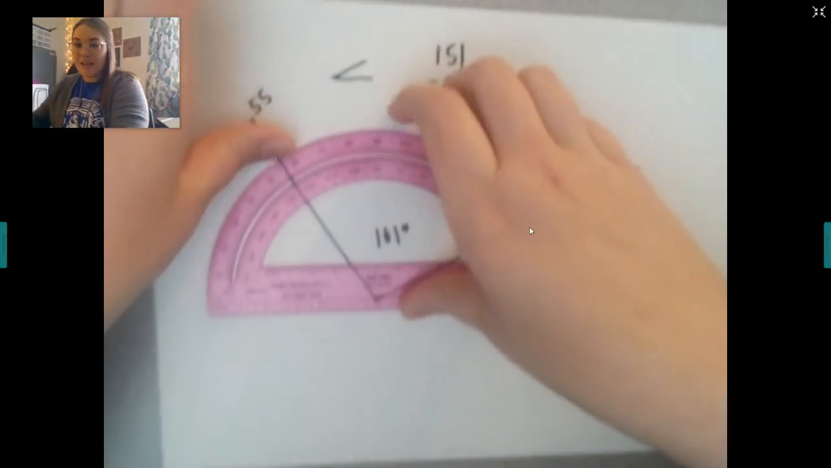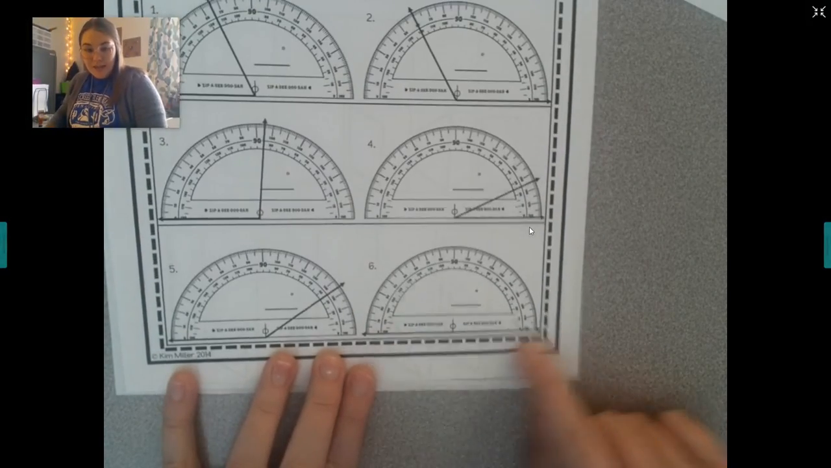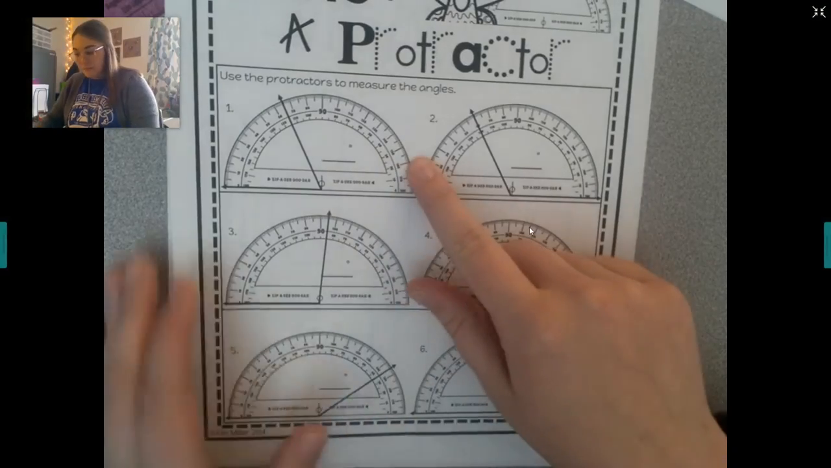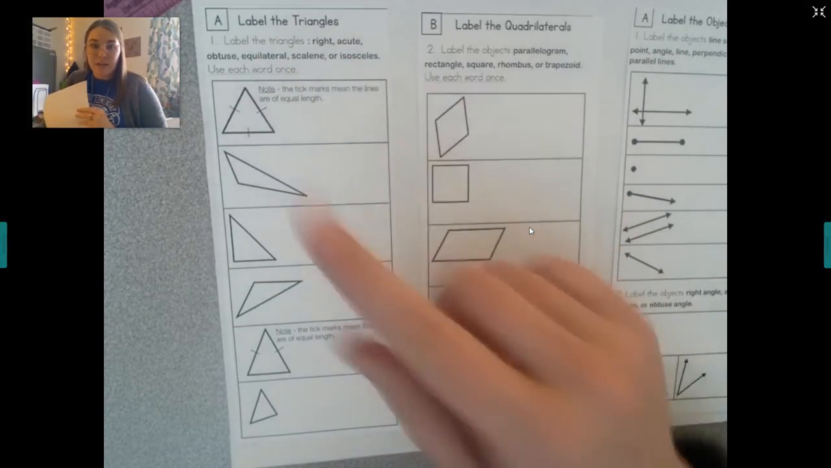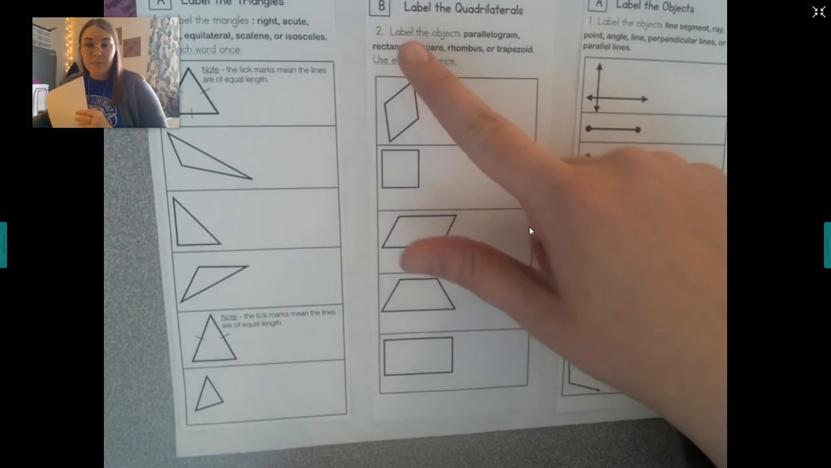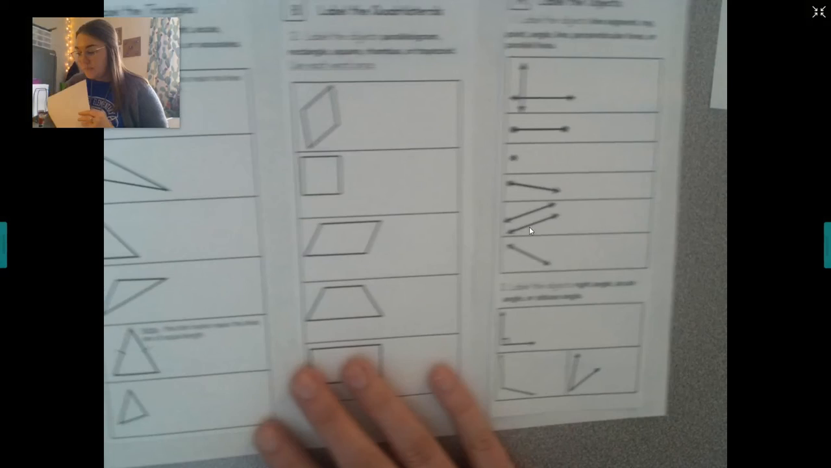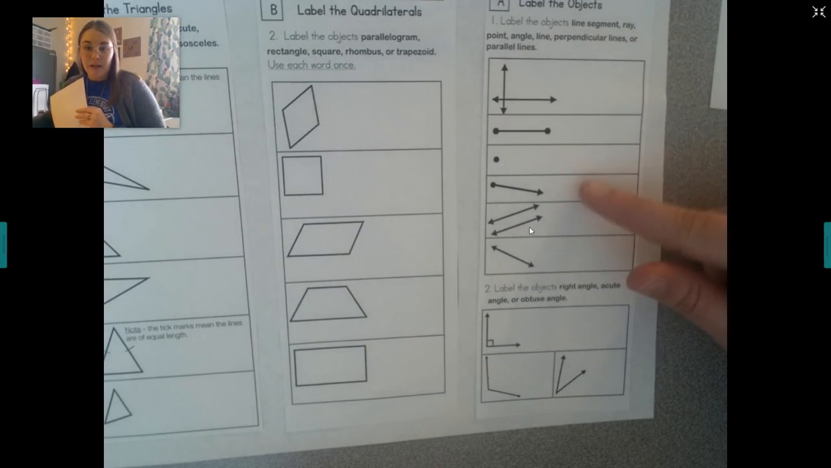Okay, so let's look at what your assignment looks like today. You have to use a protractor. So notice this one has a straight line. Most of them are lined up correctly. And then you have a geometry review. So you are going to have to label the triangles, write acute, equilateral, scalene, or isosceles. You're going to have to label the objects: parallelogram, rectangle, square, rhombus, trapezoid. You're going to label these: line, segment, ray, angle, line, perpendicular, parallel, and you'll label these right, acute, or obtuse.